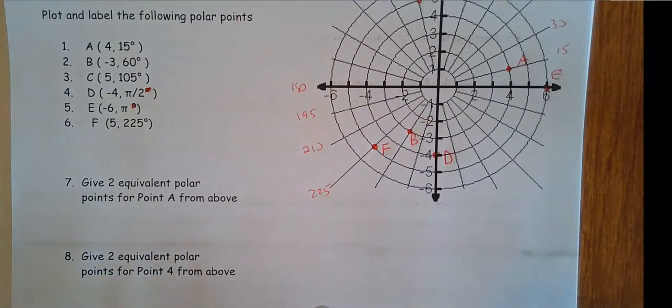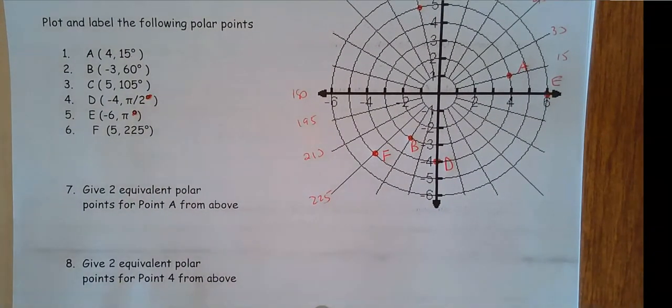Now look at point A and maybe pause the video. I want you to write down 2 equivalent polar points for A. So think about going opposite directions, think about radians versus degrees. You can go more than 360 and it's equivalent, it's going to be the same point. We typically don't go more than 360, but it would still be correct. So think about 2 other ways to write that.